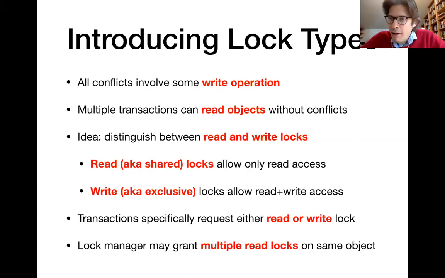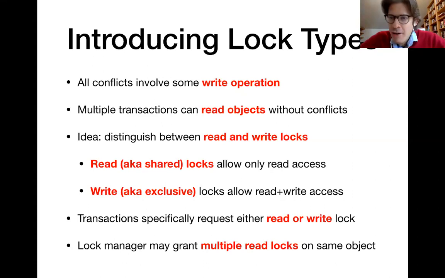A read lock, also called a shared lock, allows you to only read the values of an object, but not to change them. A write lock, also called an exclusive lock, allows a transaction to read and to write the corresponding object. And if I have those different lock types, I can exploit them, because as long as transactions only want read locks, I can grant multiple locks on the same object to different transactions.